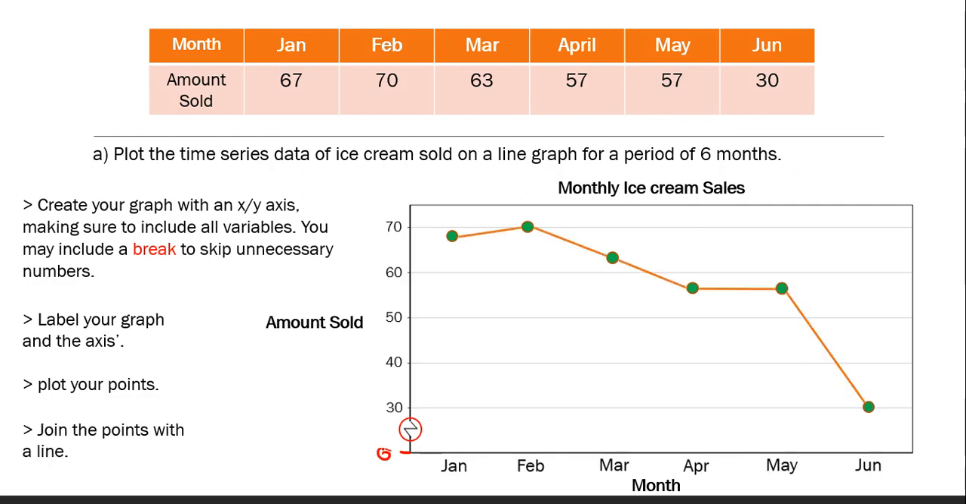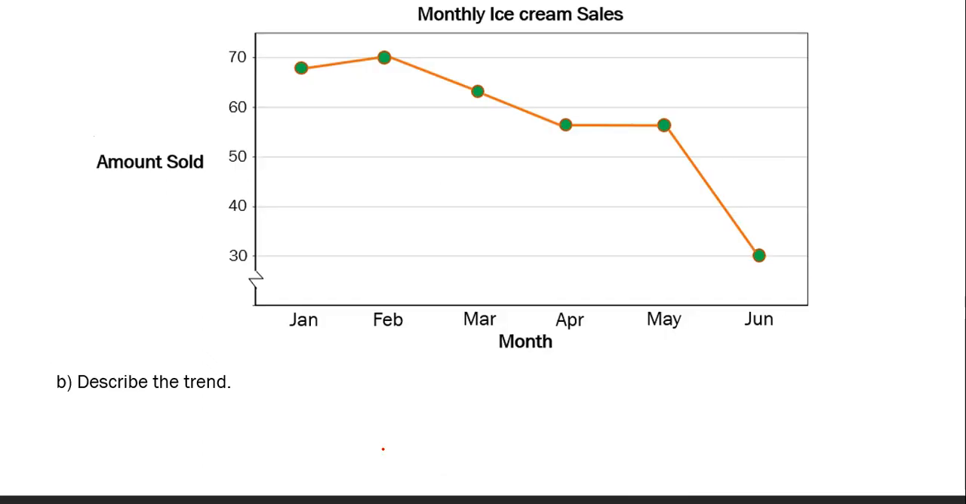After you've plotted your points, join the dots with a line. Join the points with a line. So there's your graph.